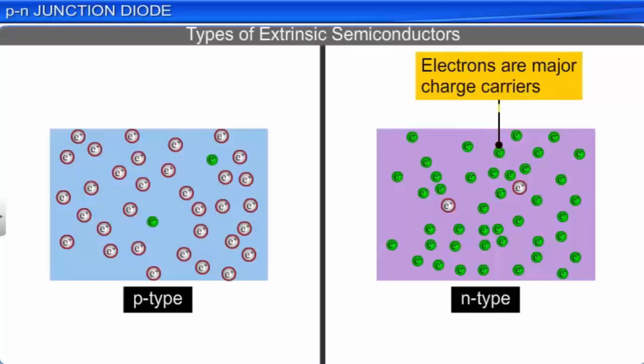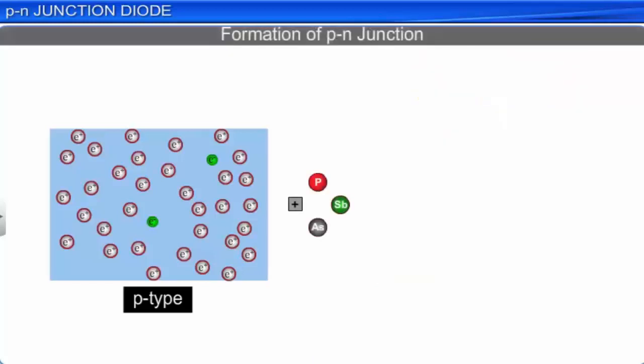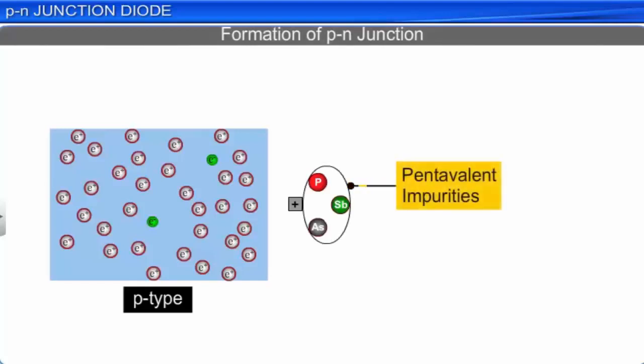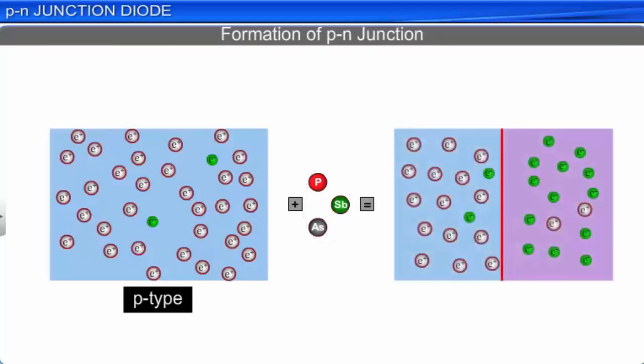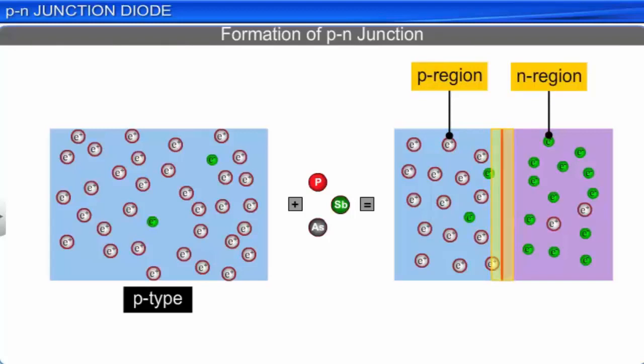Consider a p-type semiconductor crystal to which a specific amount of a pentavalent impurity is added in high concentration. This creates a semiconductor crystal that contains both a p region and an n region. The boundary that separates the p region in the semiconductor from the n region is called the p-n junction.